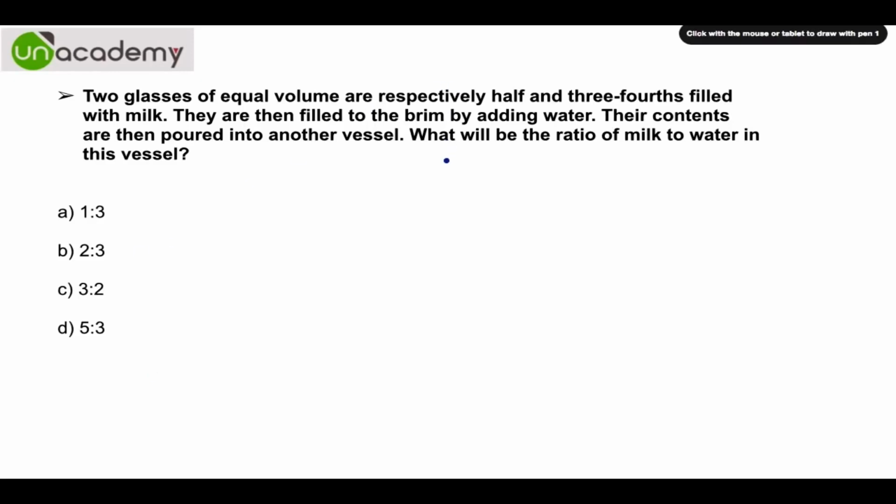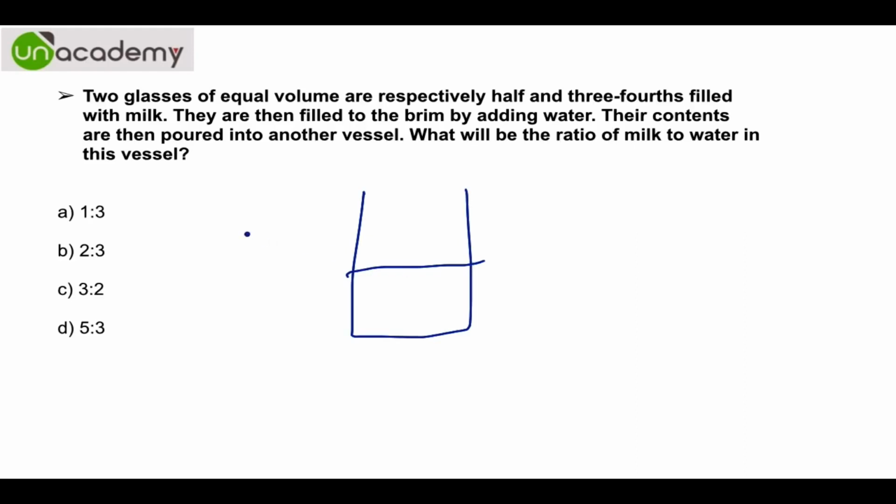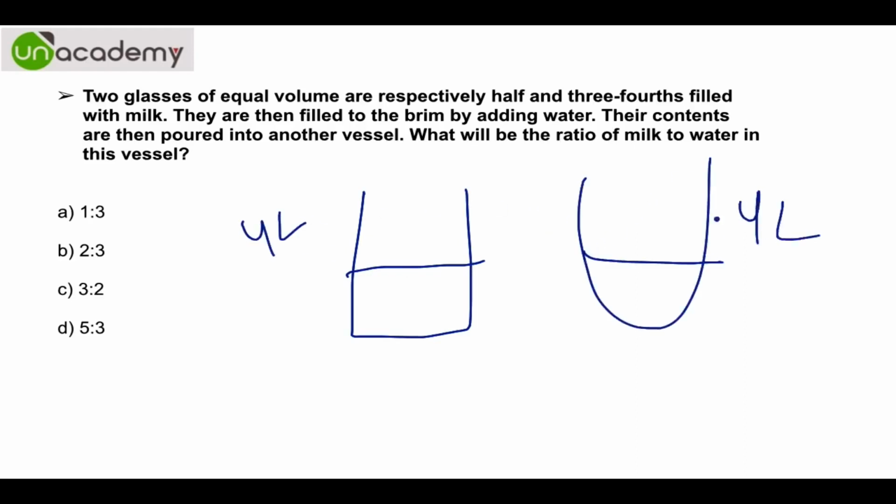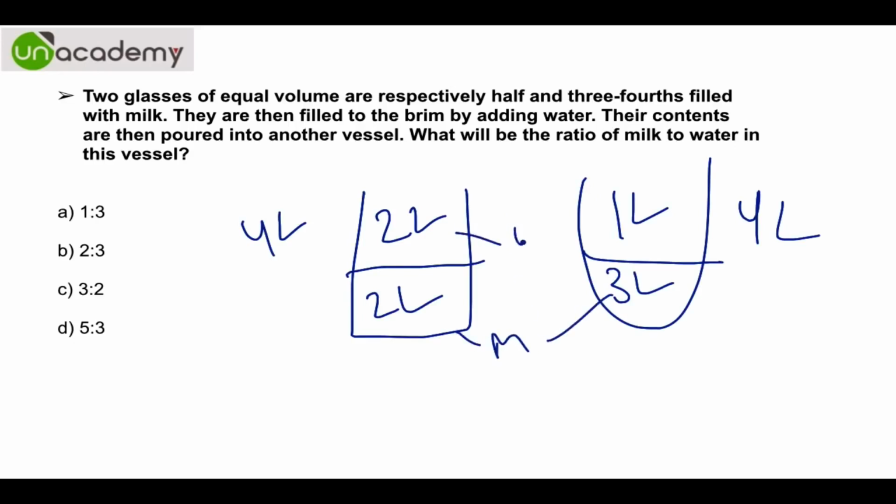Now 2 glasses of equal volume are respectively half and 3/4 filled. So these are glasses of equal volume. Let's assume there are 4 liters in each glass. This one is filled by 2 liters, and this one is filled by 3 liters. Their contents are then poured into another vessel after filling water. So 2 liters of water and 1 liter of water. This is milk and this is water. So total milk is 5 liters, total water is 3 liters. So the answer is 5:3. Milk to water is 5:3.